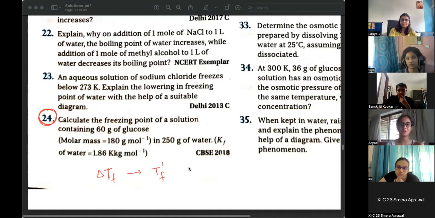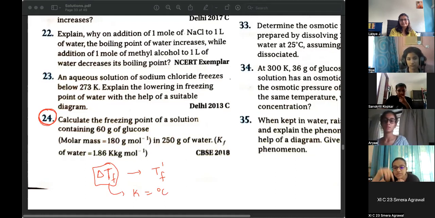See, delta TF, you will get it in Kelvin, right? But for a change in temperature, we take it the same as for Celsius. So we can take 0 degree Celsius as the freezing point. Yeah. Oh, okay.